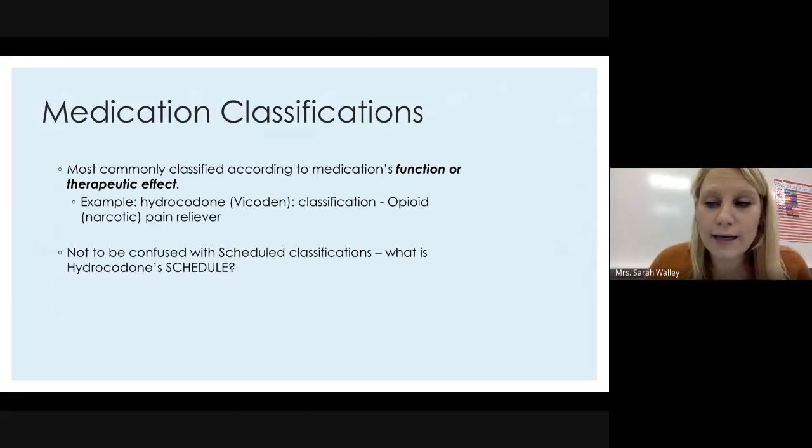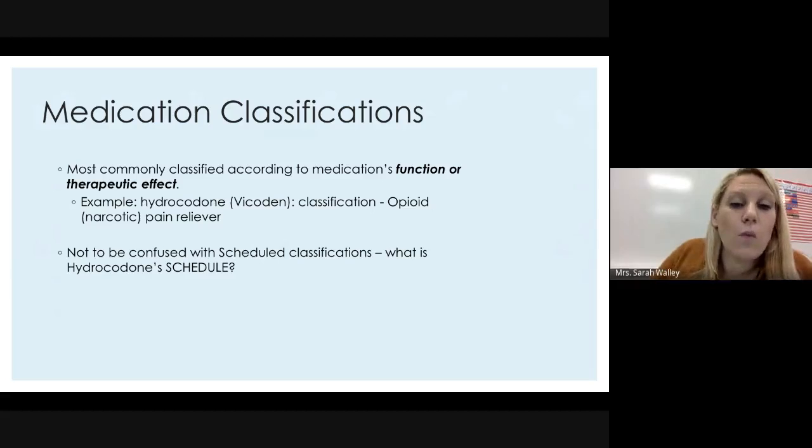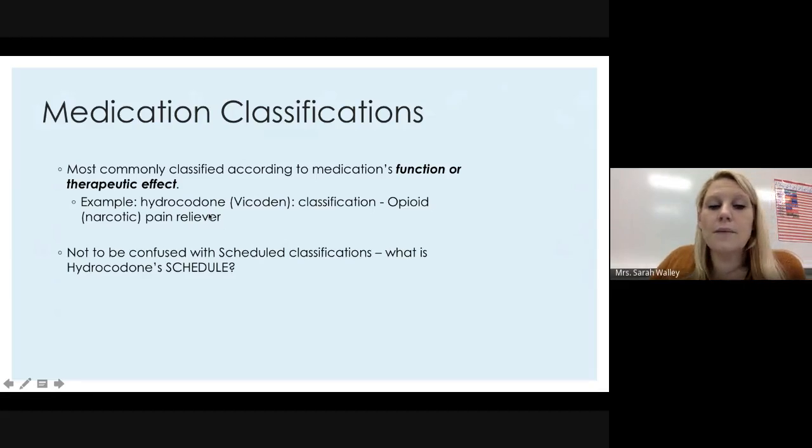Now, narcotics have a subclass. They've got their own thing. They're not only called narcotics. For this example here, it says hydrocodone, Vicodin, classification opioid, narcotic pain reliever. So that would be its medication class, but then it's a scheduled drug. That means it's regulated, right? Because any narcotic is a scheduled drug. It's going to be regulated on that scale of 1 to 5. Remember, 1 is illegal, so nobody can be prescribed a Schedule 1. A Schedule 2 is what hydrocodone actually is. So it's a scheduled drug, and it's a Schedule 2.